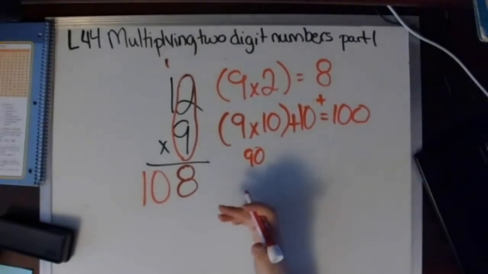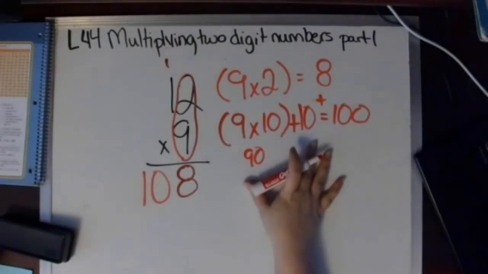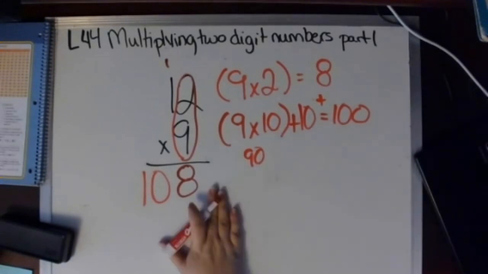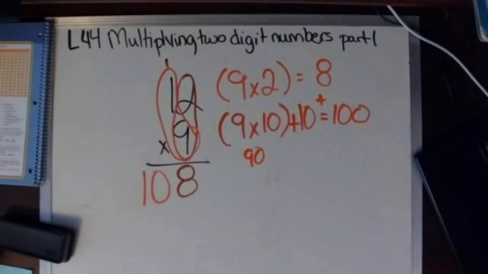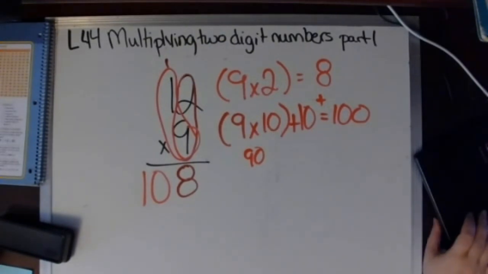108. Same thing. This is, if you will, the extended version. This is the version that you will most likely use once you have the process down. That is lesson 44 for Saxon 4, multiplying two-digit numbers, part 1.